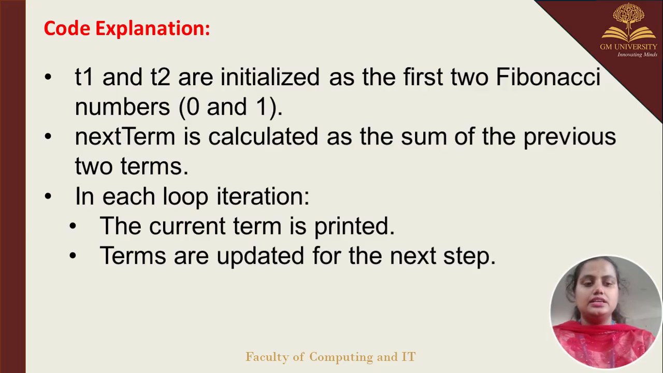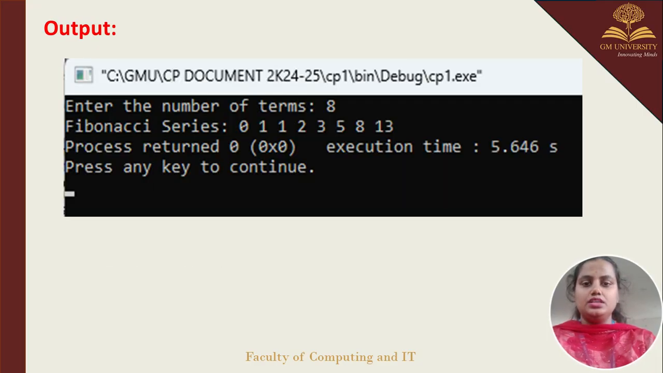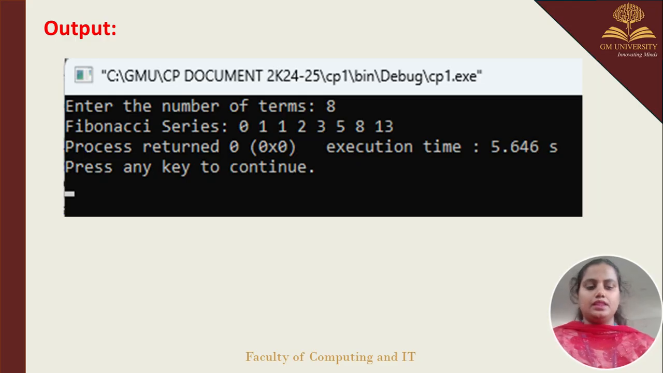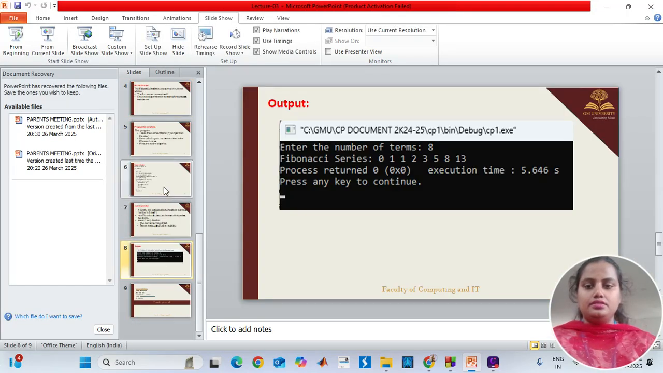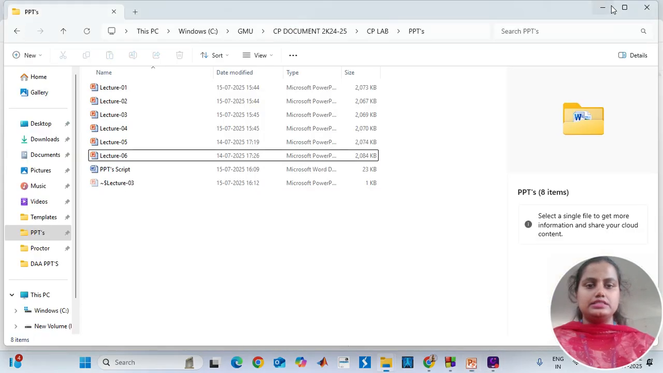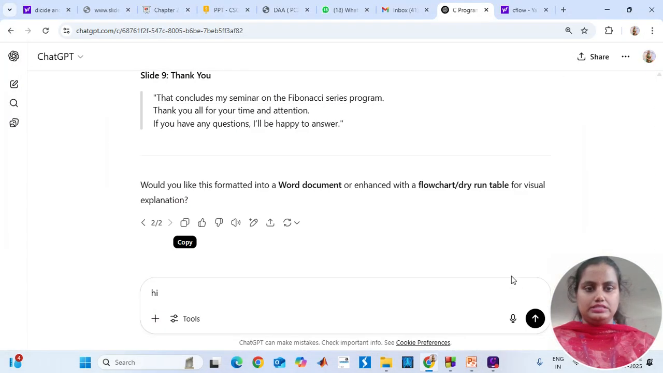n indicates the input which is entered by the user. This is the output for the n value 8. The Fibonacci series for the input 8 is 0, 1, 1, 2, 3, 5, 8, 13. So here we have the source code for the Fibonacci series. Let's execute this source code.